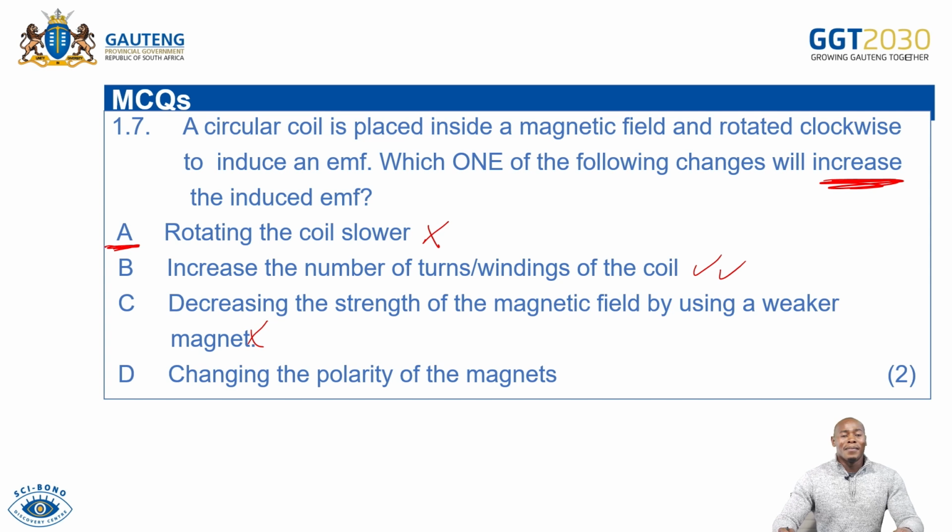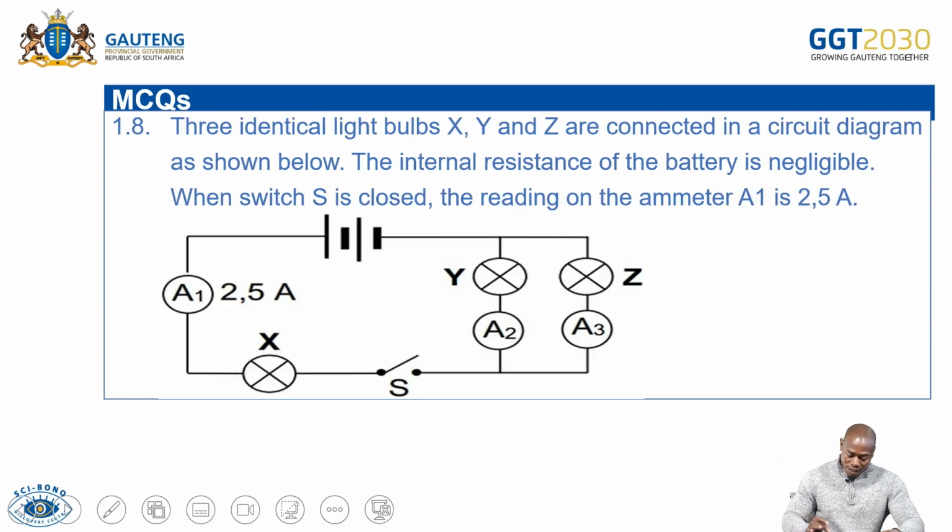Changing the polarity of the magnets has nothing to do with the amount of the EMF that is induced in that coil. Whether you change the polarity from north to south, from south to north, that has nothing to do with the amount of the EMF that is induced in what? In that coil. So this is also out. Okay, so the correct answer there, learners, will be what? Will be B. Right.